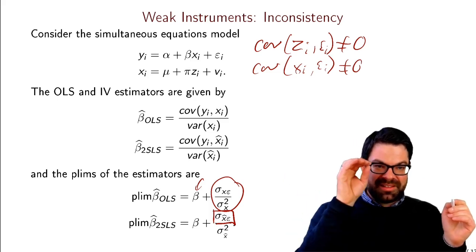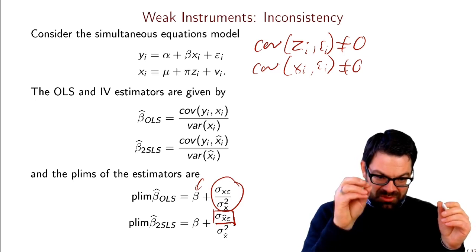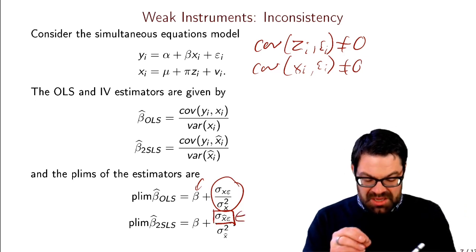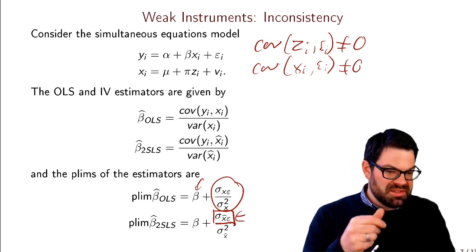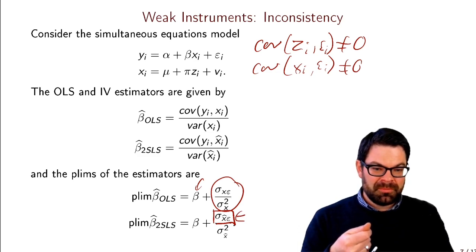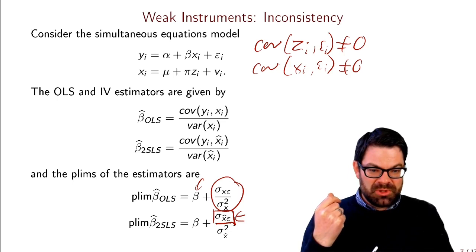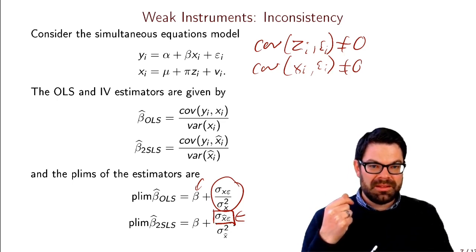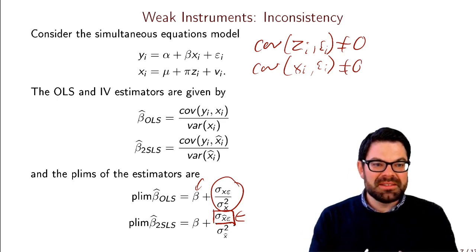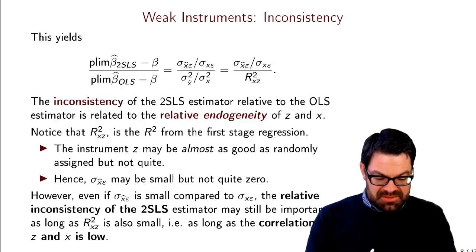However, suppose that the correlation here, this one, is not 0. It's small. Then we have potentially a problem. And the problem is exacerbated, as I will show you, by weak instruments.